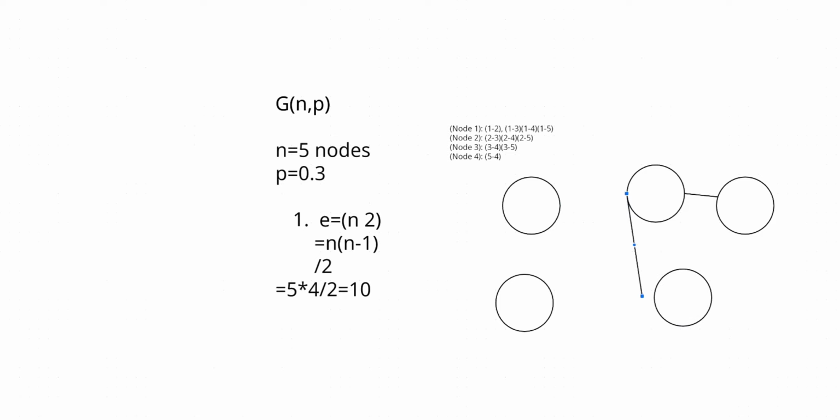So let's say there exist edges between node 1 and node 2, node 3 and node 4, and node 5 in this case, right? I might get a completely different topology in my second trial, right? Instead of having an edge between 3 and 5, I can have an edge between 1 and 3.